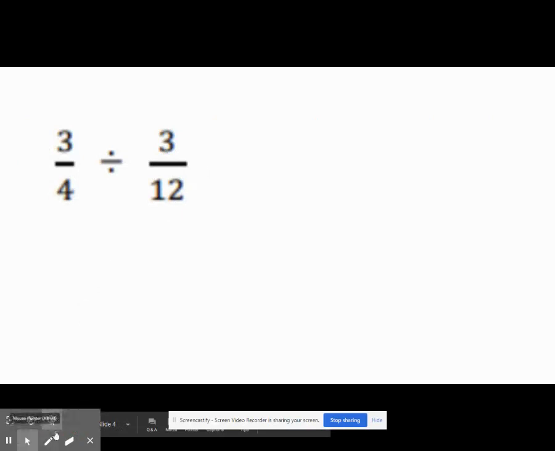All right, so we have 3/4 divided by 3/2. Hopefully the last problem gave you a little brain boost on how to work with these division of fractions problems. So go ahead and try this out, and we'll work it here together in just a second.